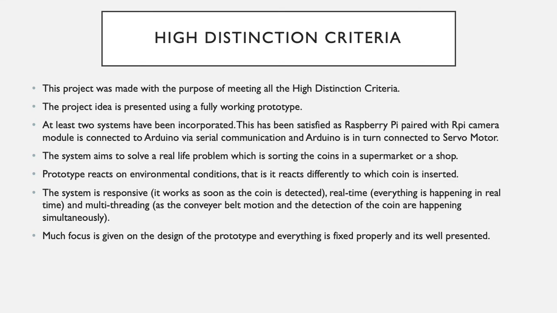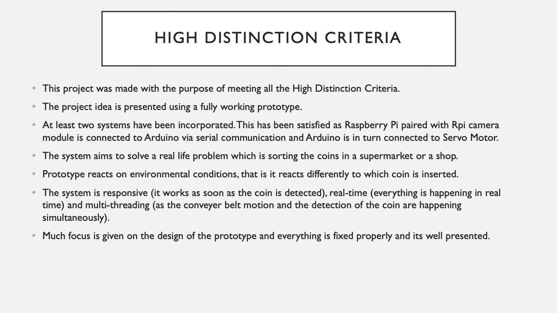The system aims to solve a real life problem, which is sorting coins in a supermarket or a shop. The prototype also reacts to environmental conditions, in that it reacts differently to which coin is inserted. If the coin inserted is $1 or 50 cents, the messages sent are different, and the position of the servo motor is changed differently. The system is responsive and works very fast, and as soon as the coin is detected, the position of the servo motor is changed. It's real time, everything is happening in present time.